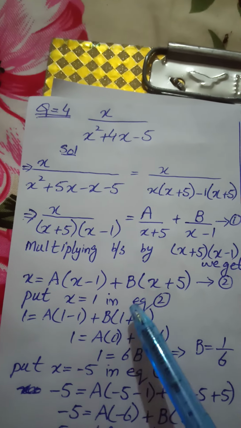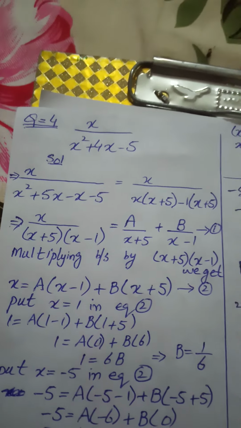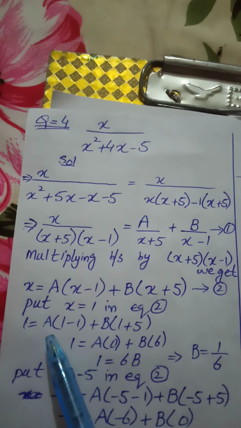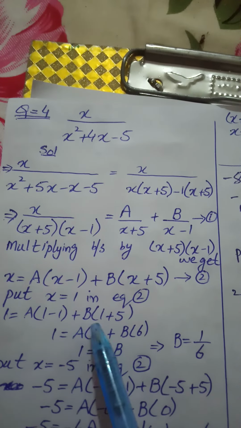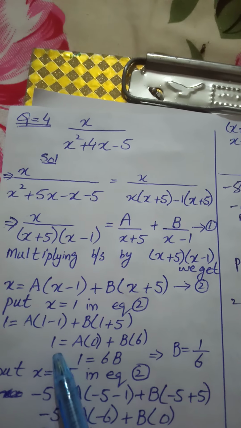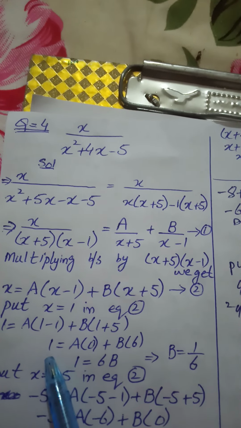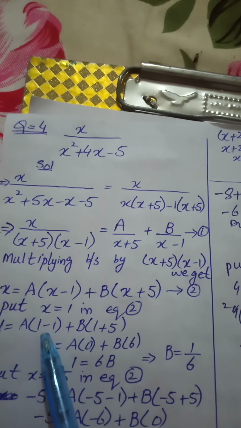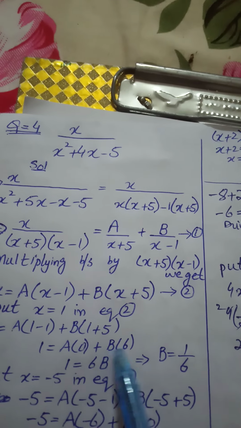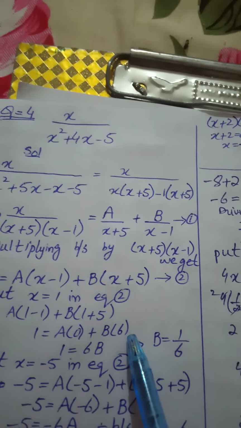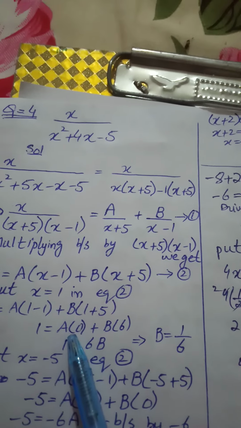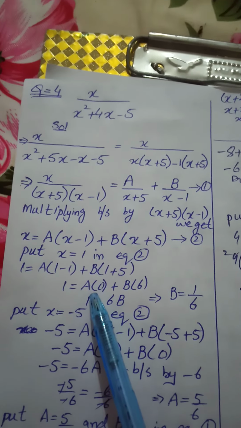Here we put x is equal to 1 in equation 2. This is 1 is equal to A into 1 minus 1 plus B into 1 plus 5. Now A into 1 minus 1 gives us 0, plus 6B. Anything multiplied with 0 gives us 0, and 0 is the additive identity.